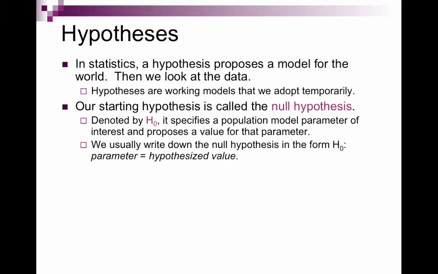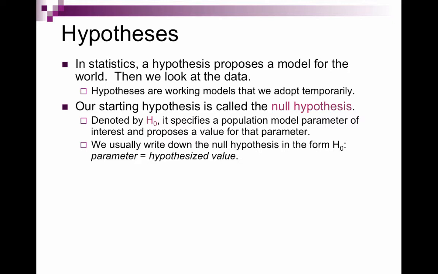Sticking with statistics, our starting hypothesis is called the null hypothesis. Null means nothing, so nothing interesting is happening, there's nothing new, nothing out of the ordinary. We denote our null hypothesis with H sub 0. So if you see H with a subscript of 0, that's your null hypothesis. It specifies a population model parameter of interest, and it proposes a value for that parameter. It's usually going to be written in the form of H sub 0 colon, and then your parameter equals whatever the hypothesized value is.